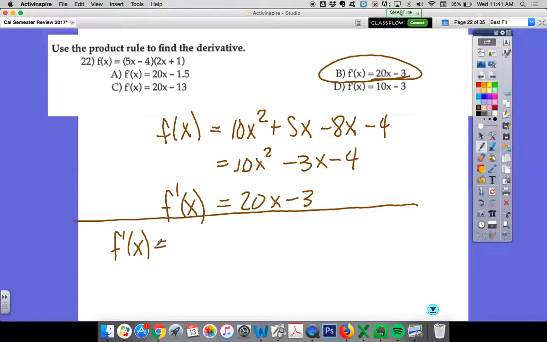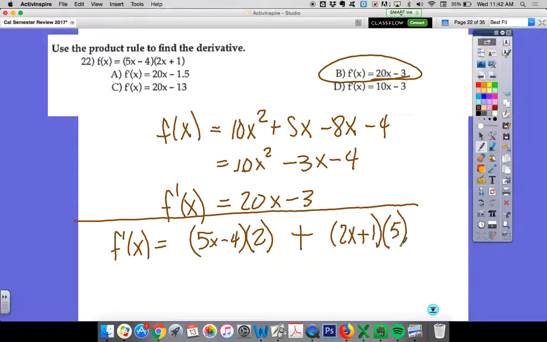Okay, now I'm going to do the product rule. If I do the product rule, I got 5x minus 4, which is the first one, times the derivative of the second one, plus the second one. Can you only do that when the exponents are the same? No, you can do it. But if you've got exponents up there, you've got to do chain rule with it, and it gets nasty.